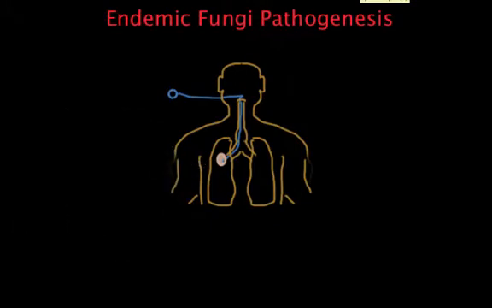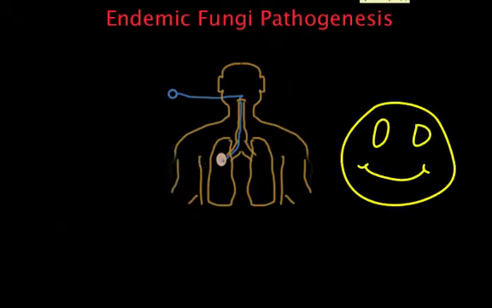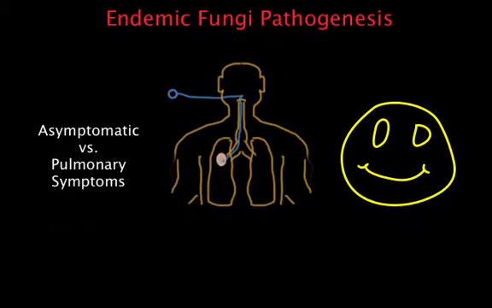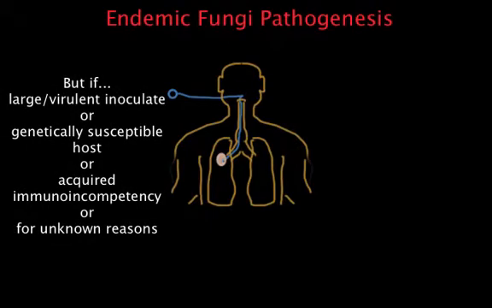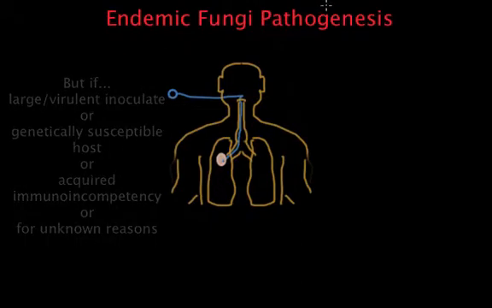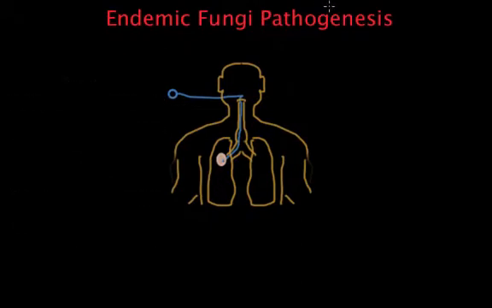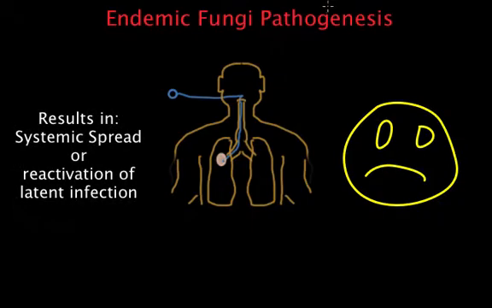Usually, this works, and the host is either asymptomatic or has some pulmonary symptomatology. As with TB, however, a particularly large or virulent inoculum, a host genetically predisposed to infection, or some degree of acquired host immunocompromise results in more systemic spread or reactivation of the latent infection.